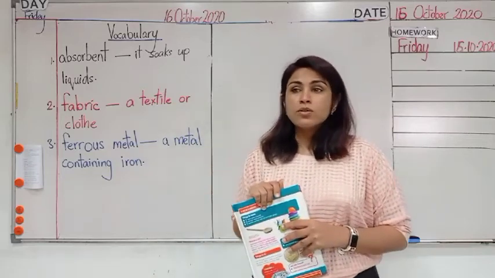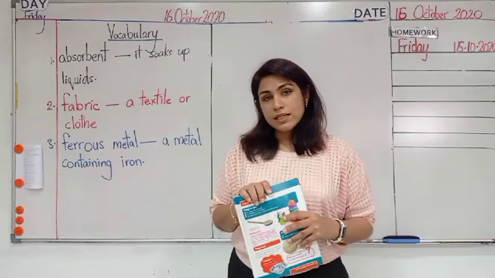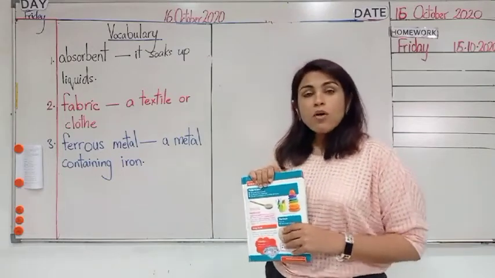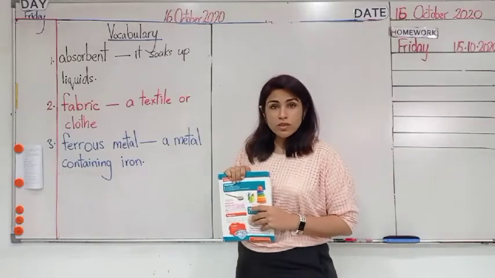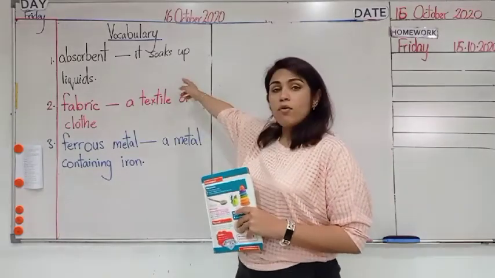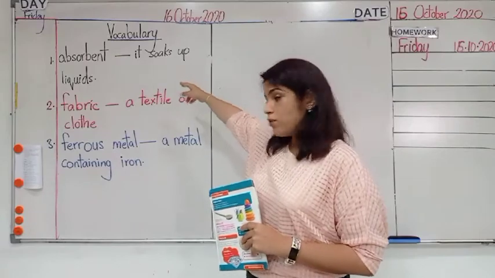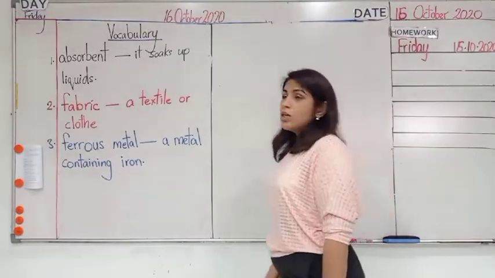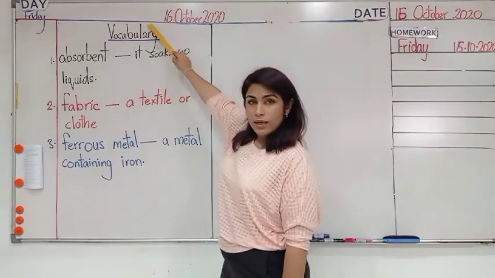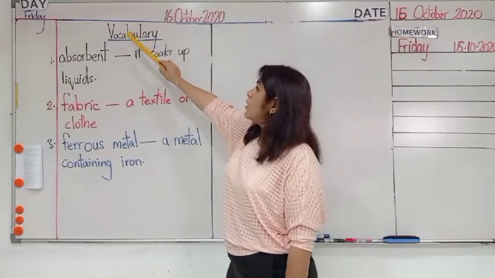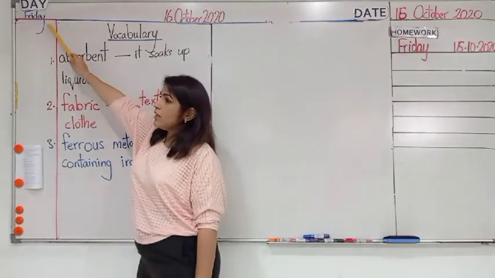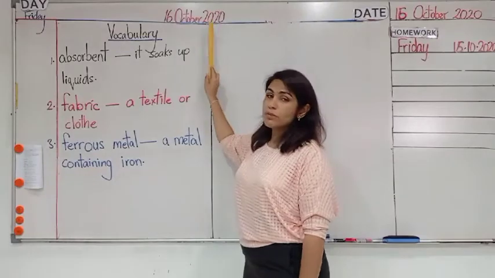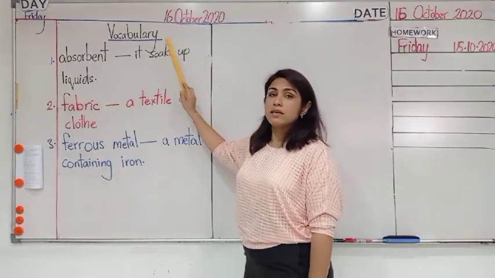All right. So after this lesson, for your homework today, you will be copying vocabulary. That's the glossary. I have already written here, just to brief you. In your science exercise book later, you will draw a blue line. Then you will write Friday and today's date, that is 16th October 2020. Please write the complete date and please write neatly.